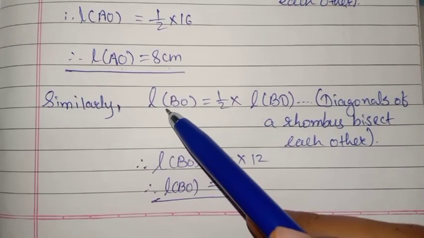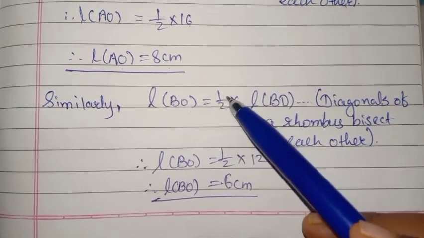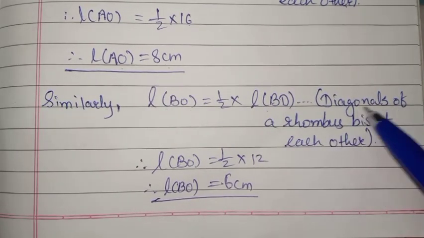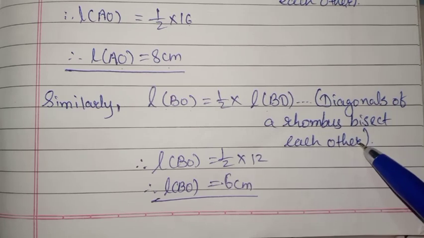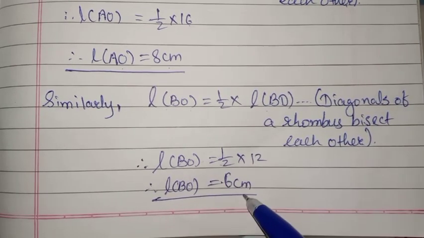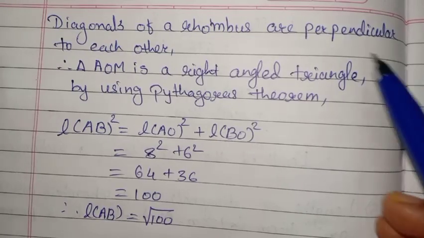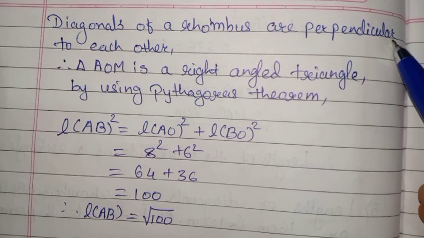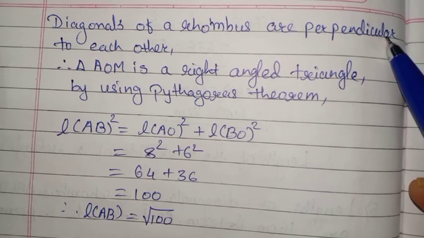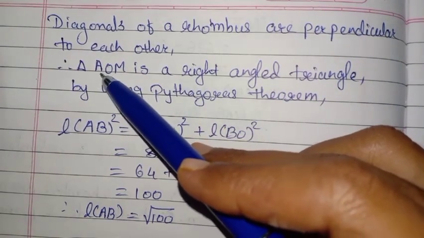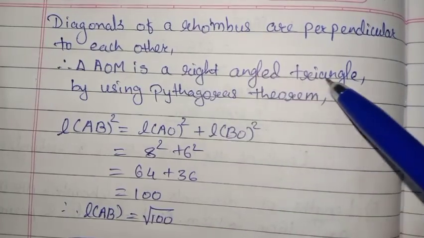Similarly, we can write it for length BO also is equal to half into length BD. Same reason will be here. Diagonals of rhombus bisect each other. Therefore, length BO is equal to half into 12, that is 6 centimeters. Diagonals of a rhombus are perpendicular to each other. They are perpendicular bisectors. Now, perpendicular means what? 90 degree. Therefore, triangle AOB is right angle triangle.